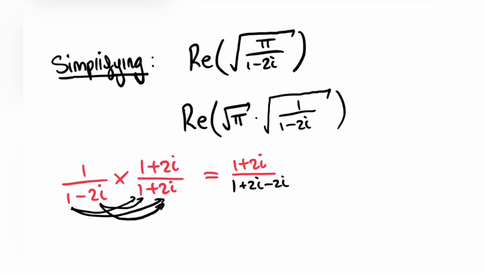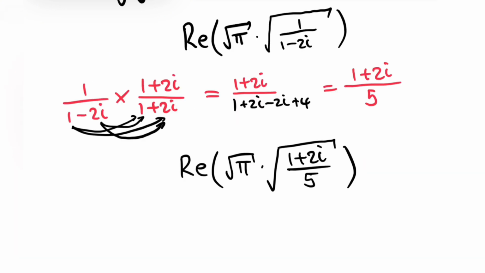And then we've got minus 2i times positive 2i, and that gives you 4, because you've got the minus 2 times the 2, which gives you minus 4. But then you've got i times i, which gives you minus 1. So overall, you've got 4 there, which means that our overall result is (1 plus 2i) over 5. So that's what we're going to put inside the square root.